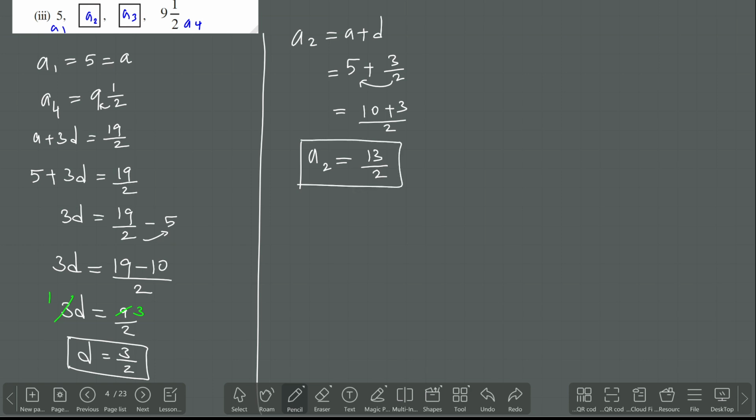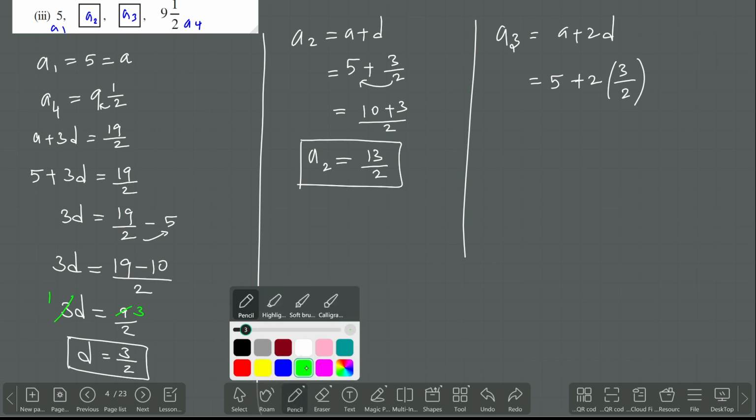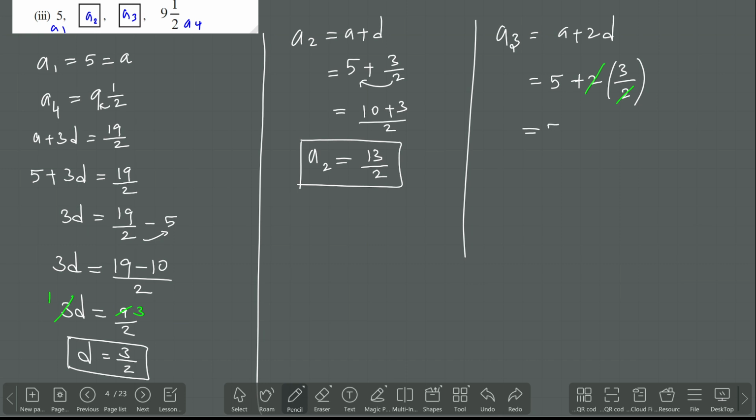Okay. Next, what did they ask us to find? A3. So A3 is A plus 2 times D. The A value they have given is 5. 2 times the D value, 3 by 2. Here we can cancel numerator 2 with denominator 2. Then what is my answer? 5 plus 3, which is equal to 8. So A3 is equal to 8. Is it okay, the third one?